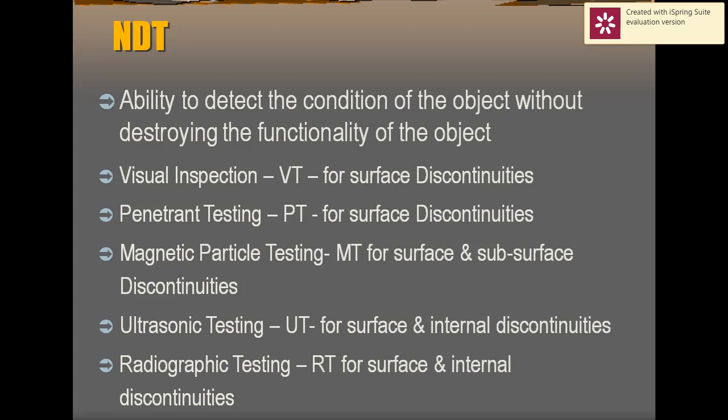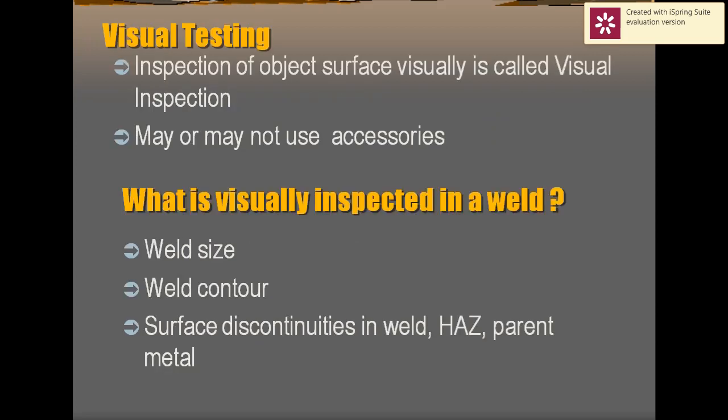We already said various kinds of NDT methods are available, but in today's class we only focus on visual inspection. Inspection of an object's surface visually is called visual inspection. It may or may not use accessories. Some accessories help to find flaws on the surface of the components. Sometimes you have to use those accessories, and sometimes the naked eye alone will help to find the flaws of the components.